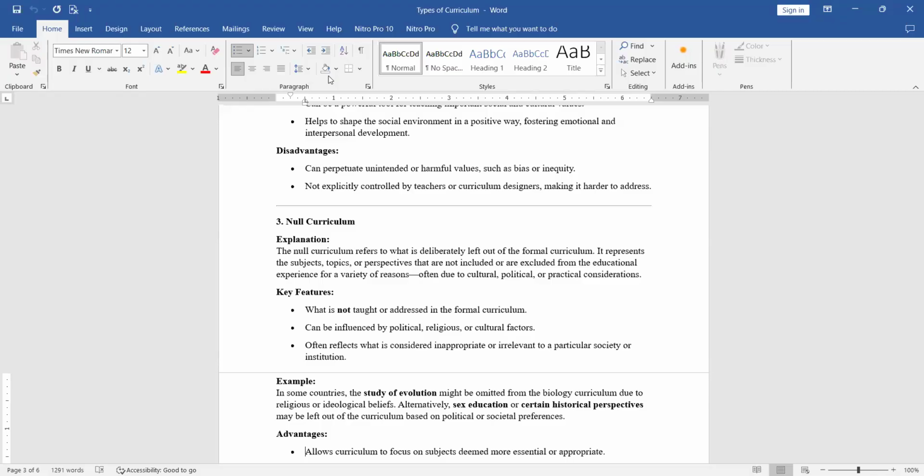Is it clear to you? Yes, madam. Okay. Key features. What is not taught or addressed in the formal curriculum can be influenced by political, religious, or cultural factors, and often reflects what is considered inappropriate or irrelevant to a particular society or institution. Deliberately, they are left out.